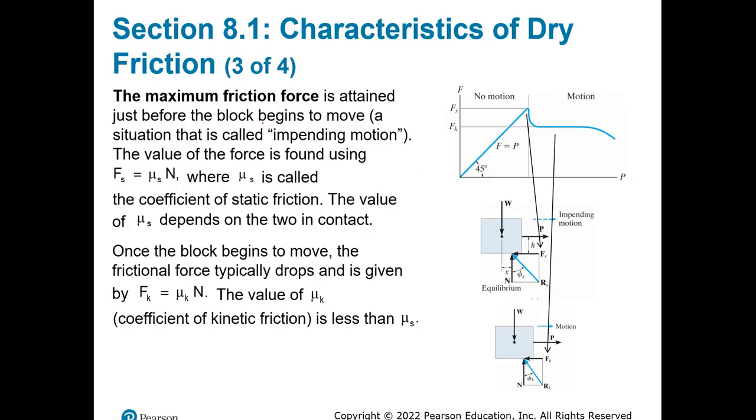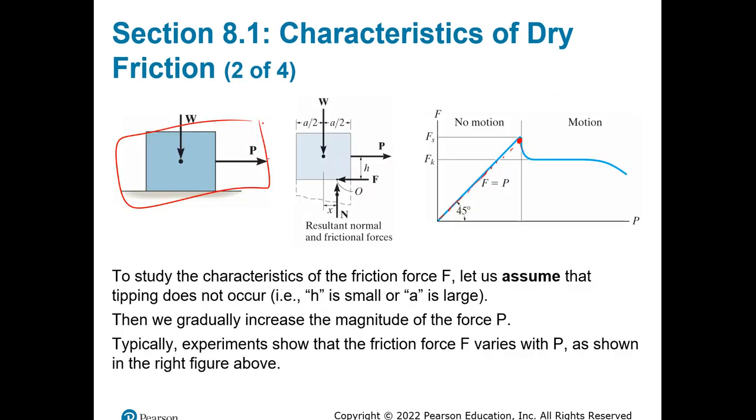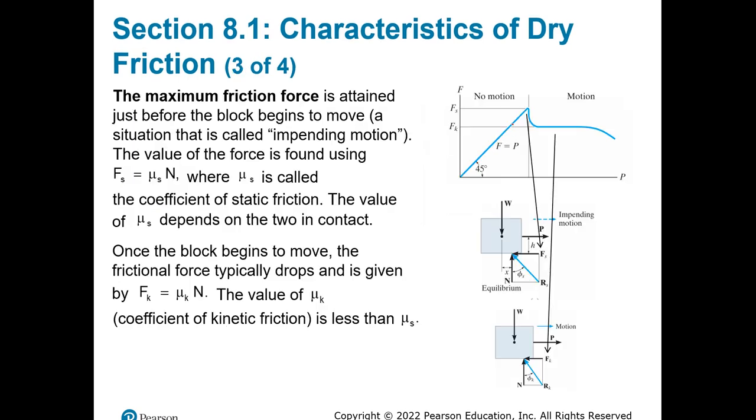So like I already said in the previous slide, the maximum friction force is attained just before the block begins to move. Like I said, if I go back to the picture, P will be applied to the object, and there will not be any movement until it wins over the frictional force. So let's just read what it says. The maximum friction force is attained just before the block begins to move.